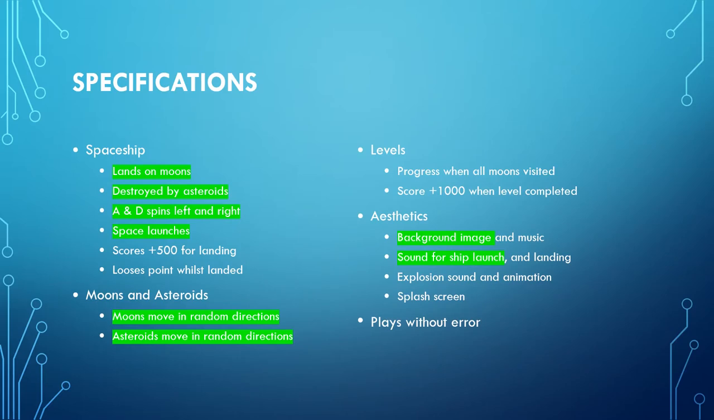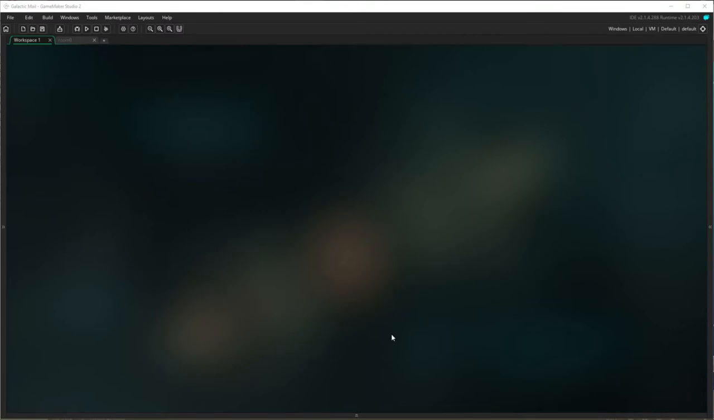In developing our Galactic Mouse game, so far in the specifications, we've ticked off that we have a spaceship which lands on moons, is destroyed by asteroids, it spins left and right when pressing the A and D key, and space does make it launch. We have moon and asteroids which move around in random directions, and we actually have background image and a sound for when we launch the ship. In this tutorial, we're going to make an explosion sound and an animation for when the ship crashes into an asteroid.